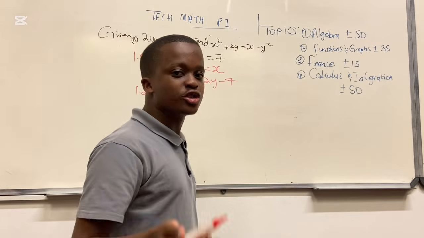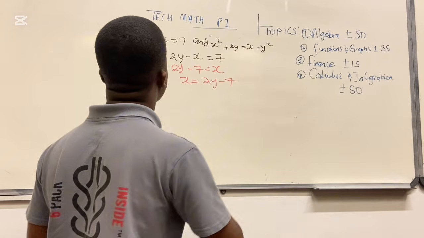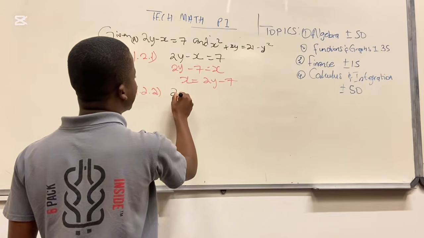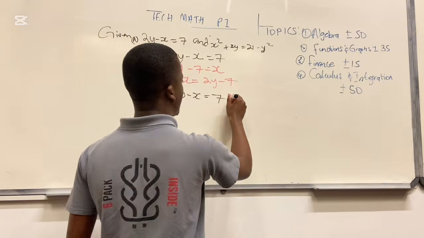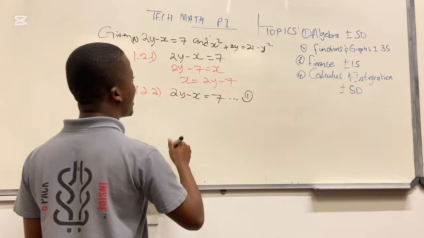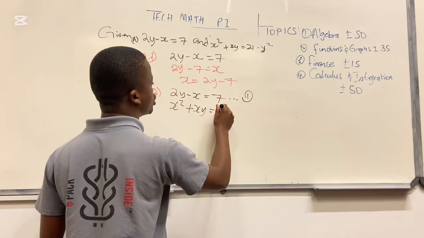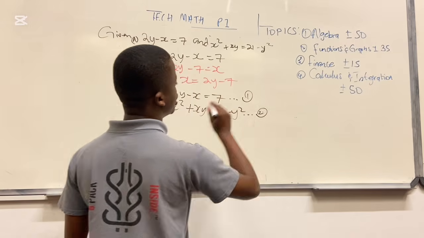1.2.2. Now, but hence or otherwise, solve for x and y. Now, as you can see, 2y minus x is equal to 7 is our equation 1. This is our equation 2: x squared plus xy is equal to 21 minus y squared. This is our equation 2.